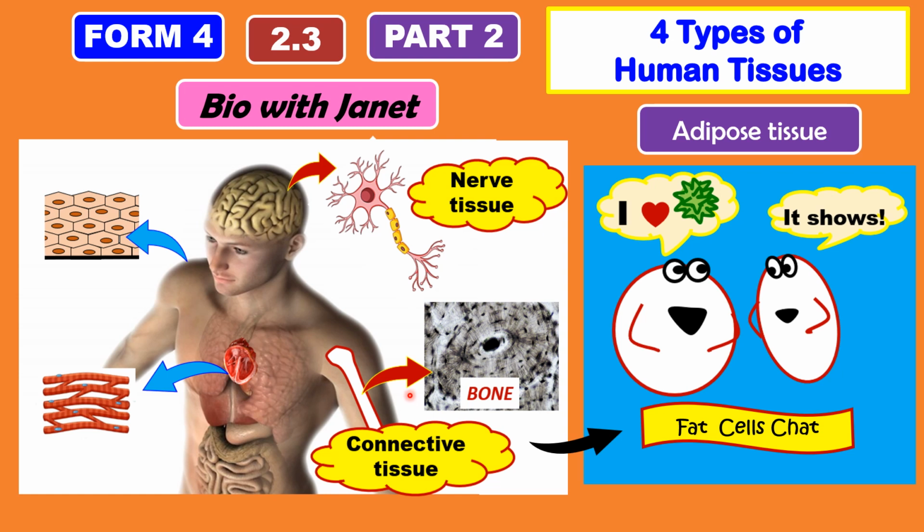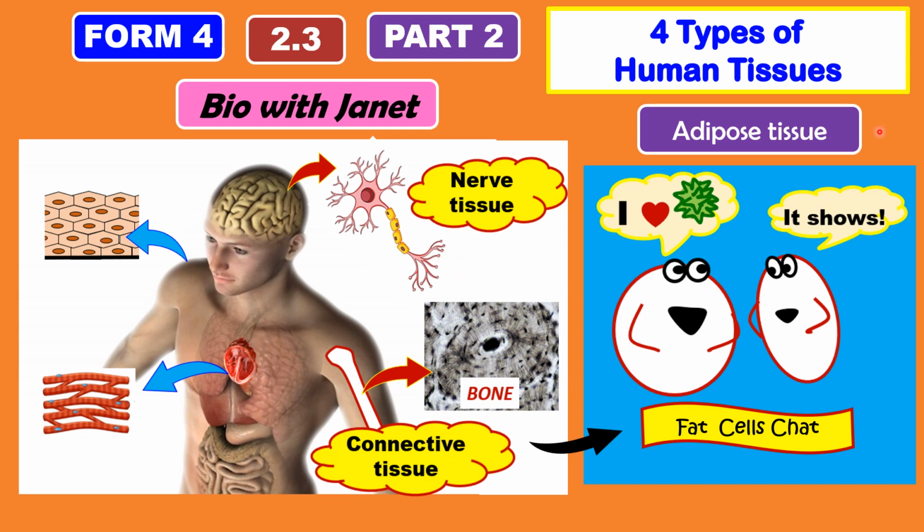In this video, we're going to discuss two types of human or animal tissues, namely nerve tissue and connective tissue. In the first video, we have already discussed epithelial tissue and muscle tissue in part 1. So this is part 2. We will discuss nerve tissue and connective tissue.